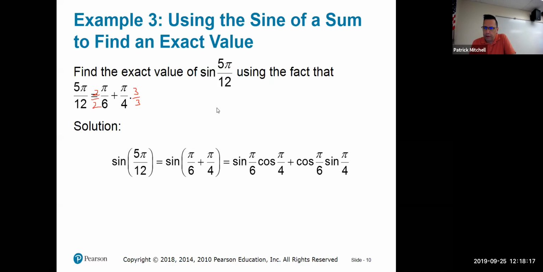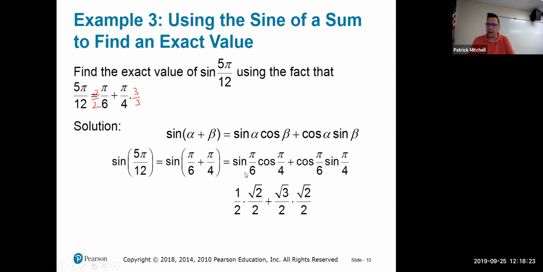The sine of pi over 6, using that formula, is 1/2. The cosine of pi over 4 is root 2 over 2. The cosine of pi over 6 is root 3 over 2. And the sine of pi over 4 is root 2 over 2.